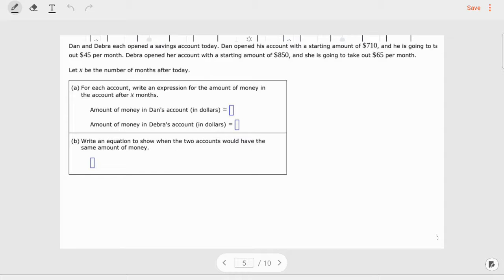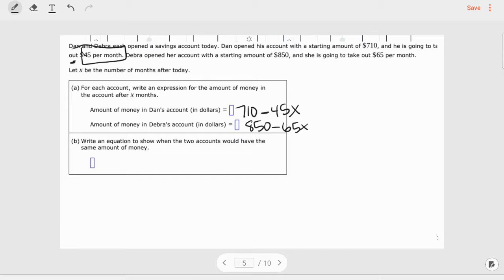Amount of money in Dan's account. Well, he started with $710, and he's going to take out. So take out is a decrease. So take out 45x because he's going to repeatedly take that out. See that word per month is telling us that's going to happen repeatedly. Deborah started with $850, and she's going to take out minus $65. Now, Dan may have started less, but he is taking out less.